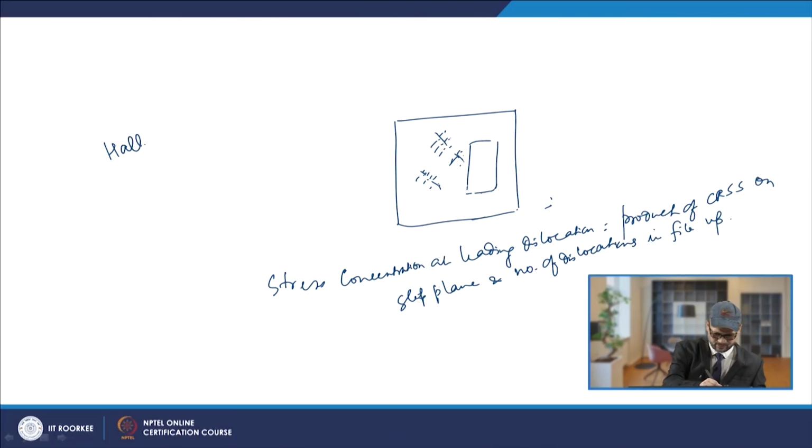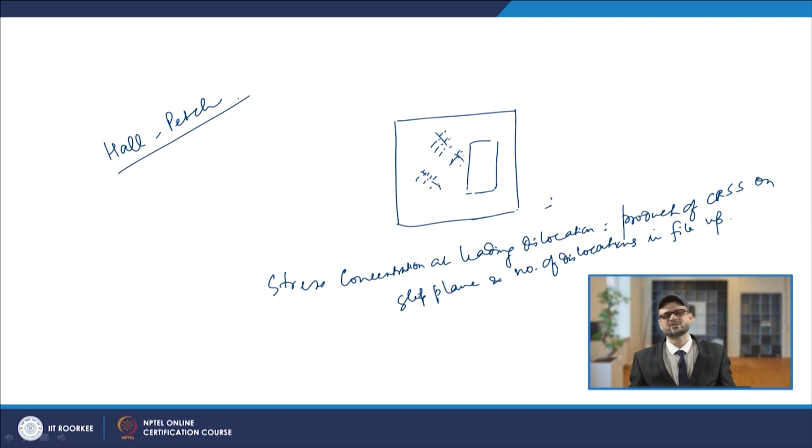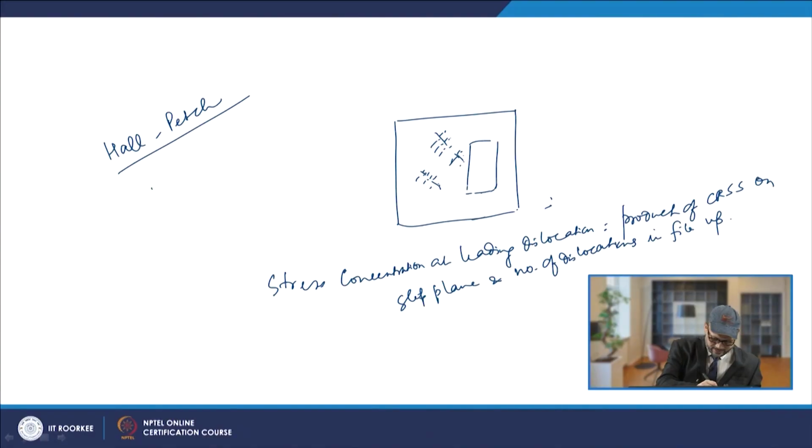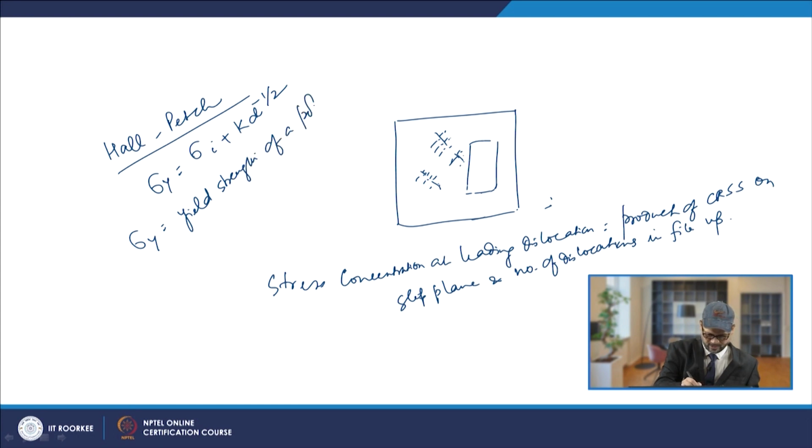In that line there is a very popular equation, and that is given by Hall and Petch. Based on their names, this Hall-Petch equation is suggested, and this equation tells that sigma y is sigma i plus k d raised to the power minus half. Here sigma y is the yield strength of a polycrystalline material.